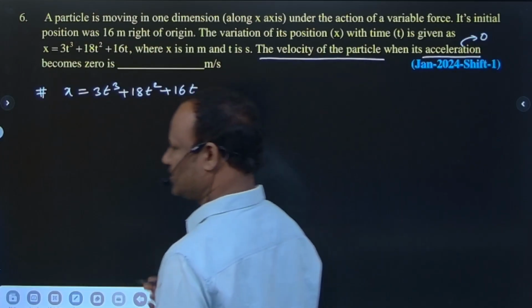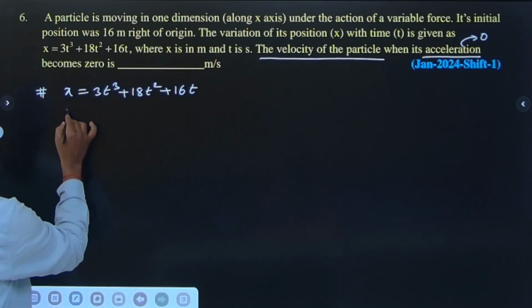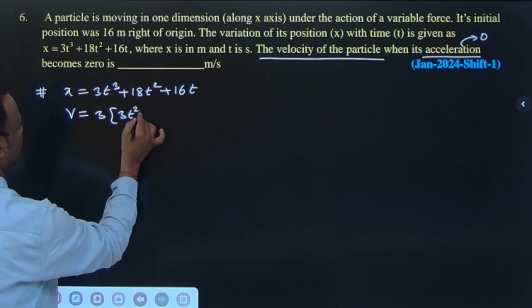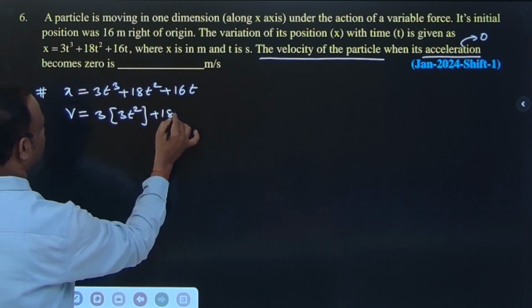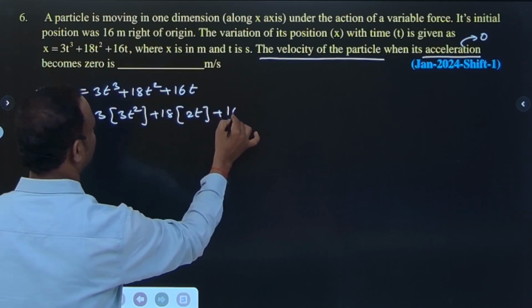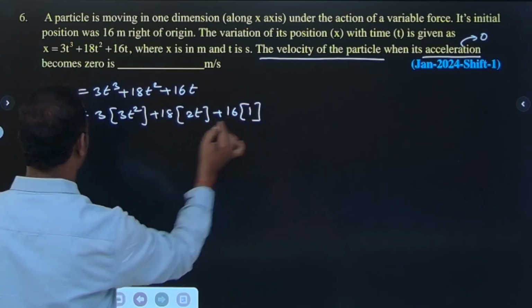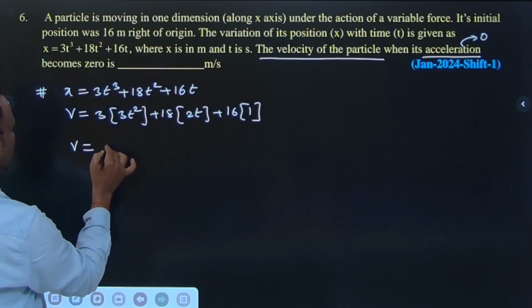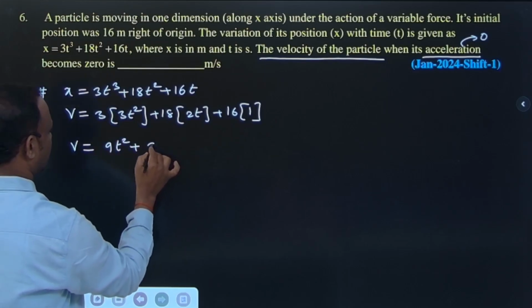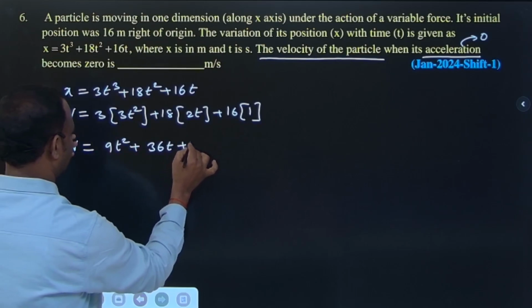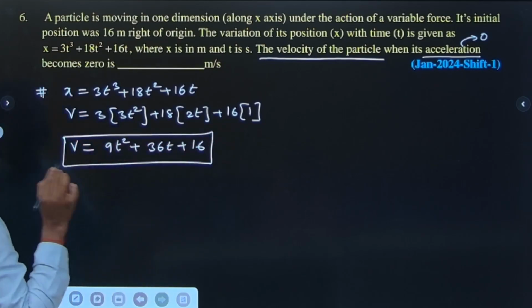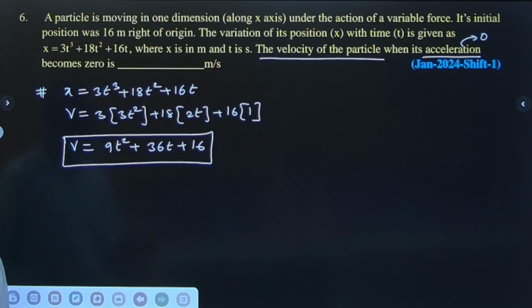Okay, so first one you can find the velocity. v is equal to what? 3 into what? It's 3t square plus 18. Differentiation of t square is 2t, plus 16. Differentiation of t is 1. So v is equal to 9t square plus 18 into 2, that's 36t, plus 16. This is velocity. It is asking velocity when acceleration is 0.